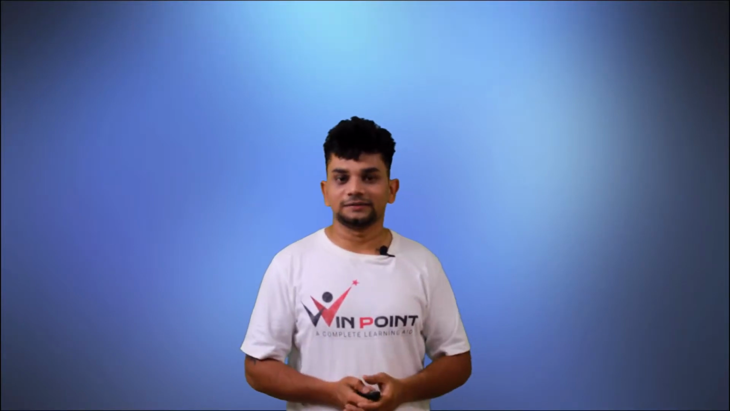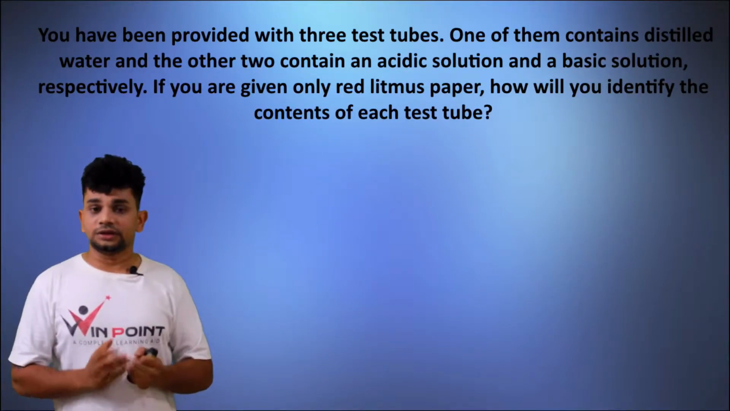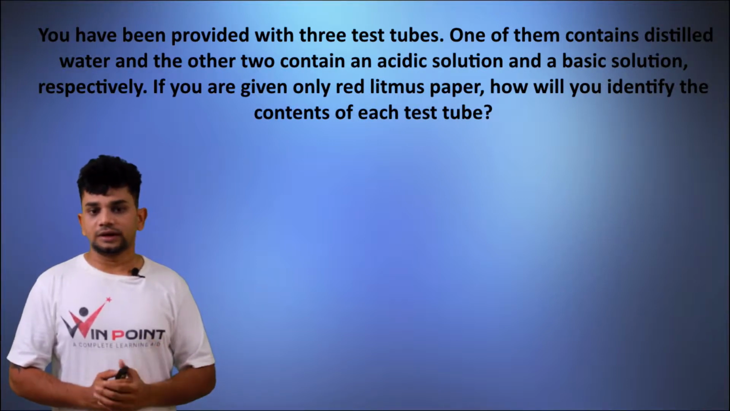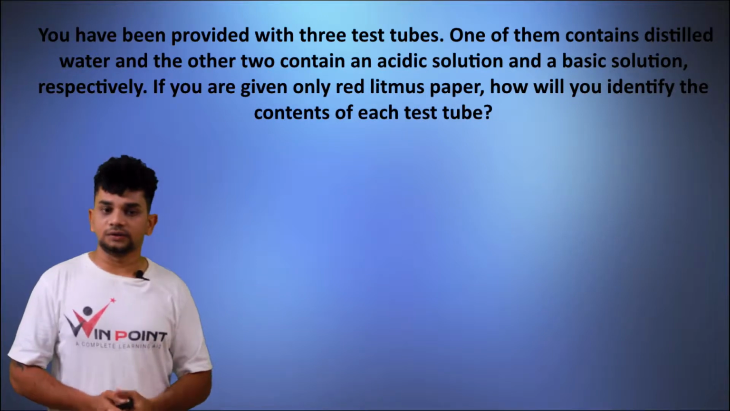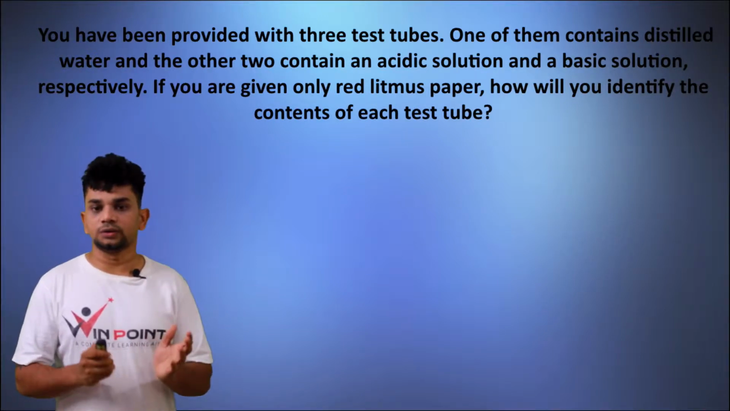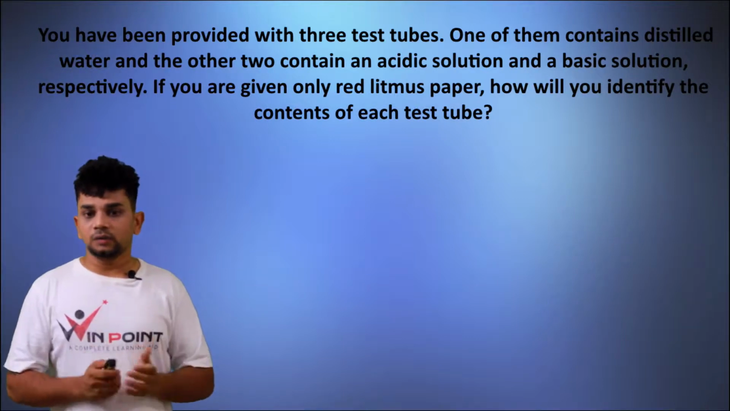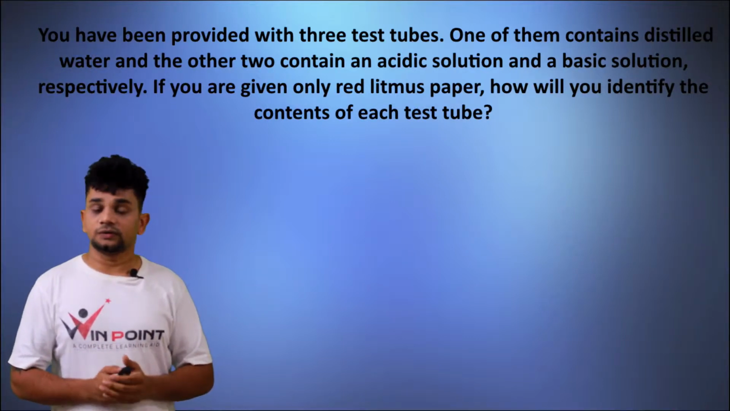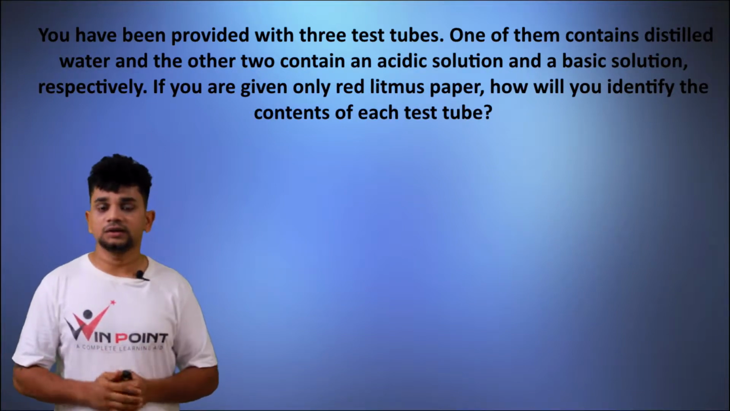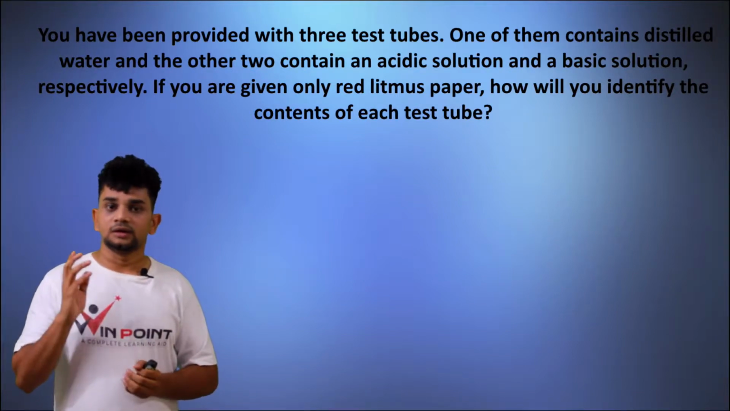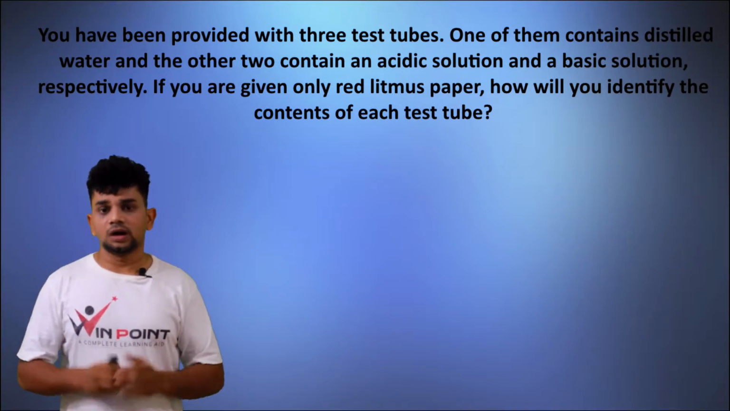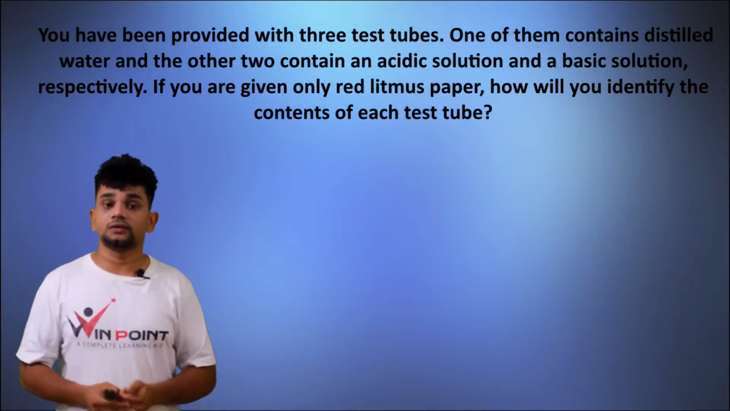Let's start the discussion. You have been provided with 3 test tubes. One of them contains distilled water and the other 2 contain an acidic solution and a basic solution respectively. If you are given only red litmus paper, how will you identify the contents of each test tube? There are 3 test tubes: one is distilled water, one is acid and one is base, and you have a red litmus paper. How will you identify the contents of each test tube?